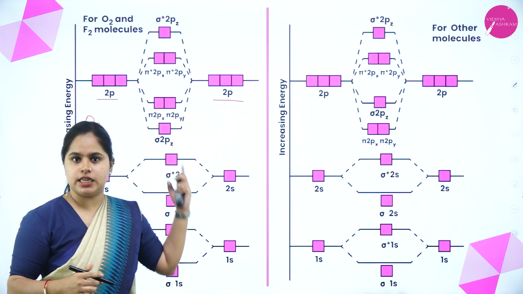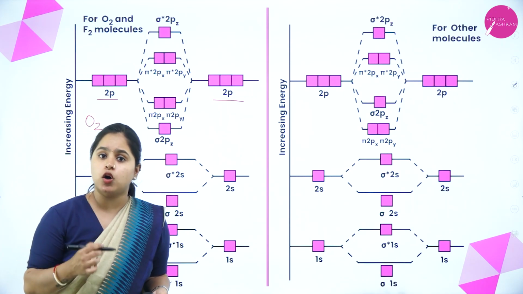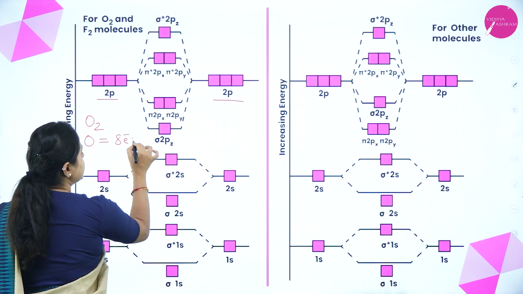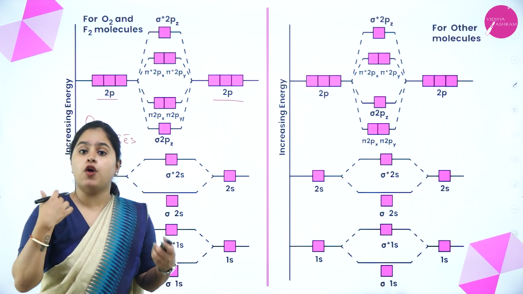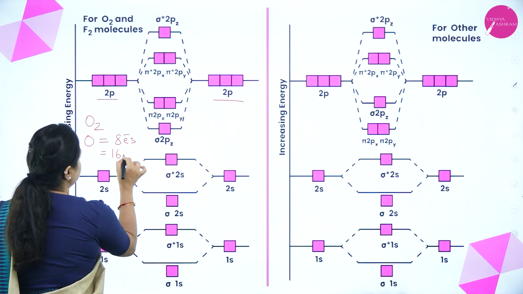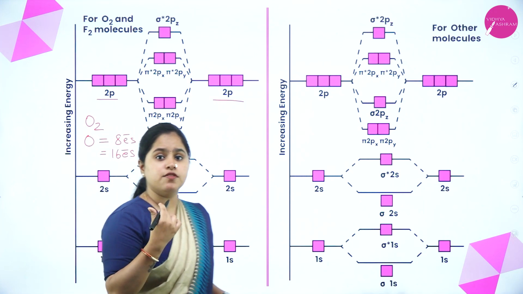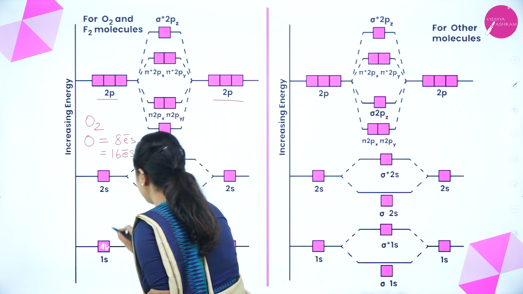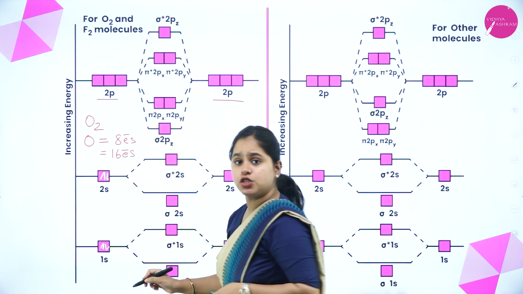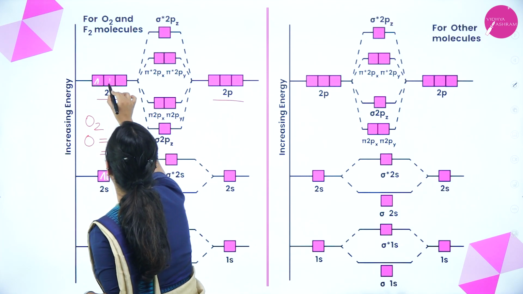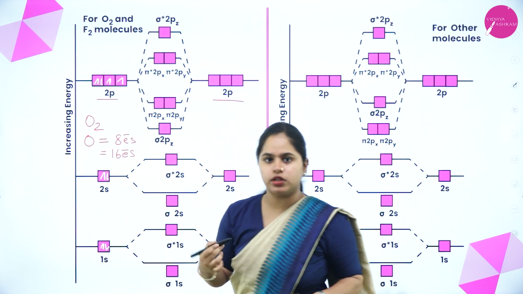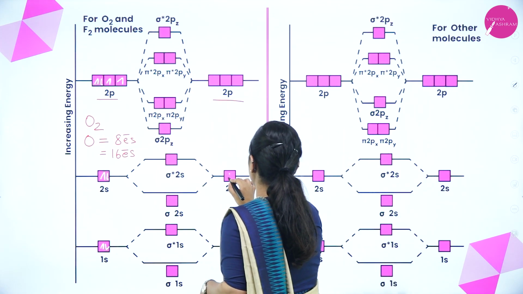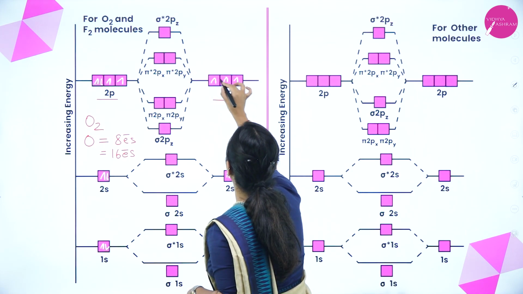So, let's try to fill it in the case of the oxygen molecule. We know that in an oxygen atom, a total of 8 electrons are present. So in the oxygen molecule, a total of 16 electrons will be there. In one oxygen atom, the electronic configuration is 1s2, 2s2 and 2p4. Coming to the other oxygen atom also, it is 1s2, 2s2 and 2p4.